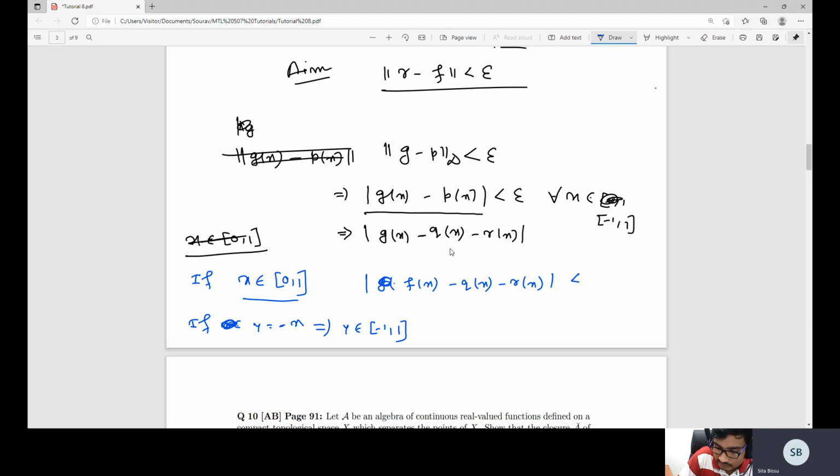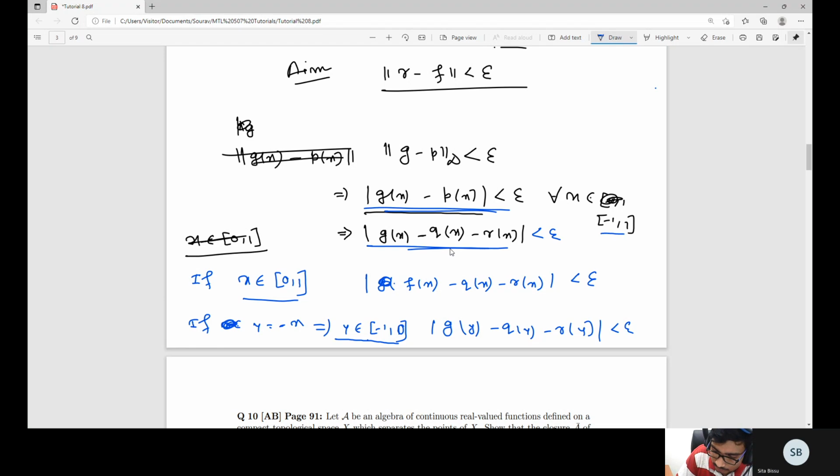Yes, sir. And this is still less than epsilon. Now see, y belongs to (-1, 0). But for this also we have |g(y) - q(y) - r(y)| less than epsilon by this result, for all y in (-1, 1). Now this is simple, what does this imply?